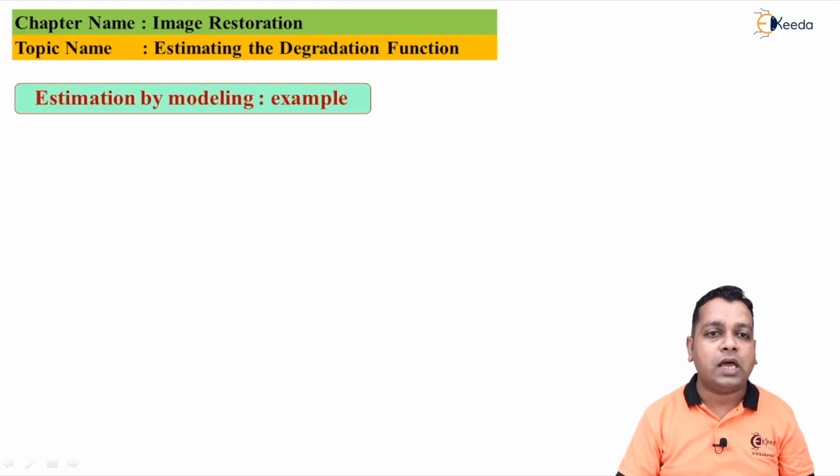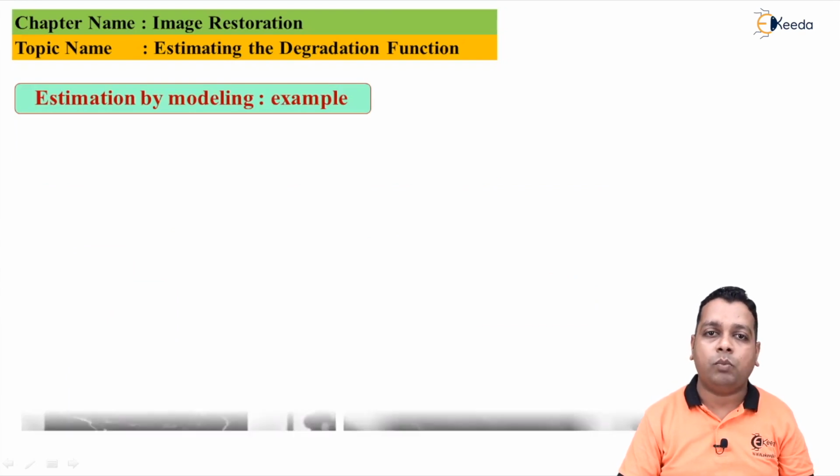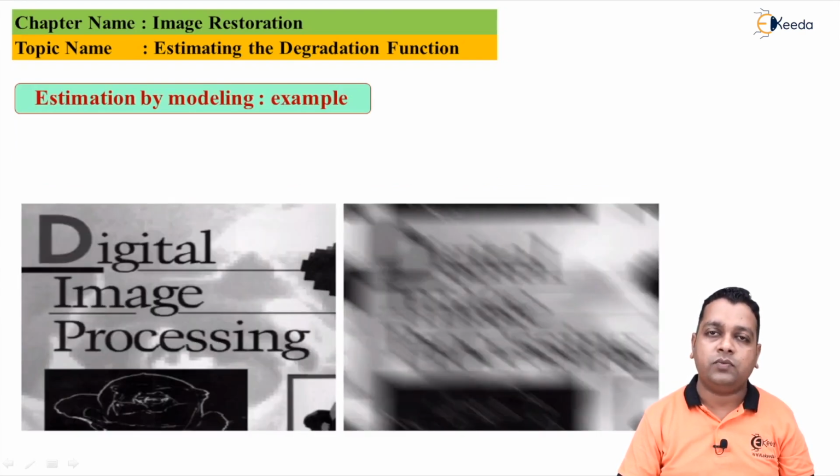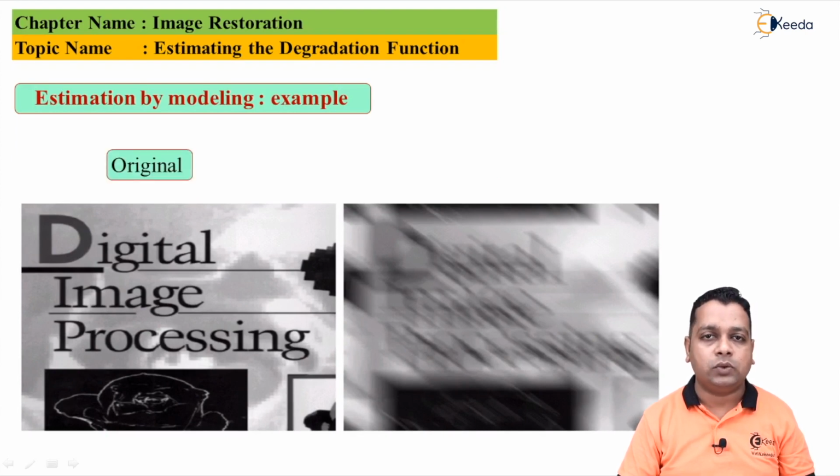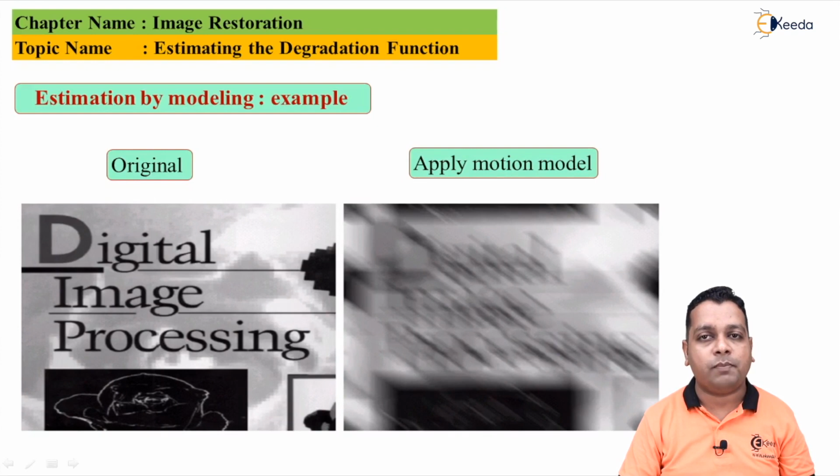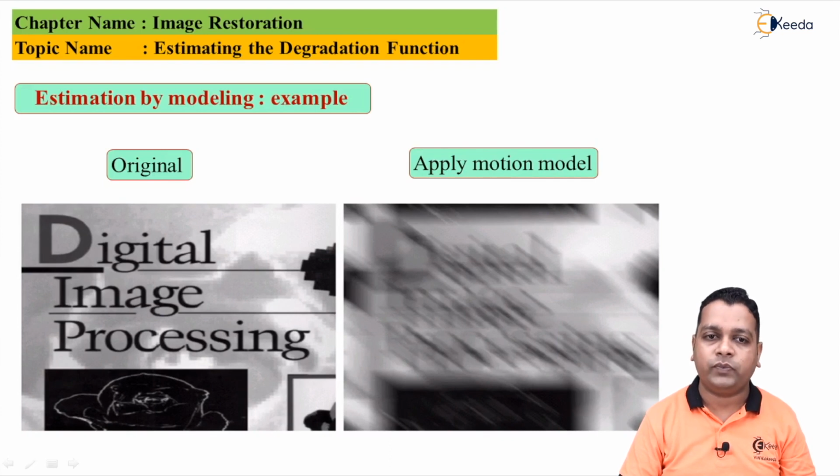So let us take an example of estimation by the modeling approach. Here we have 2 images. The first image is the original image. You can read out "Digital Image Processing"; it is the book cover picture. By application of the motion model we obtained this resultant image. In this image you cannot read out the text inside the picture.